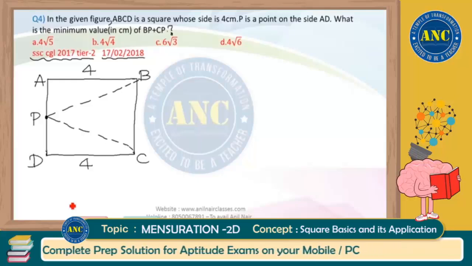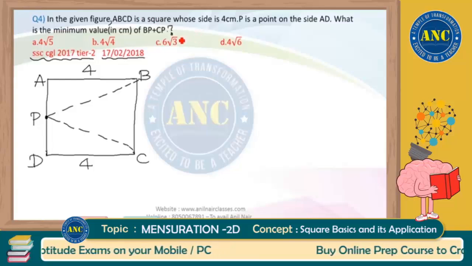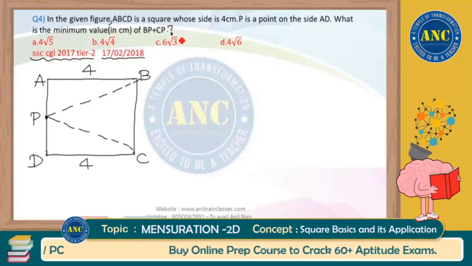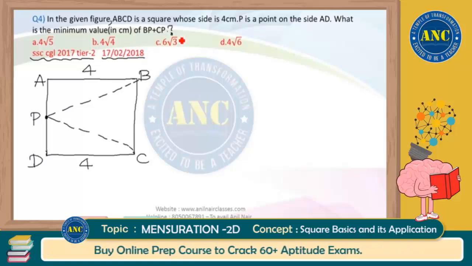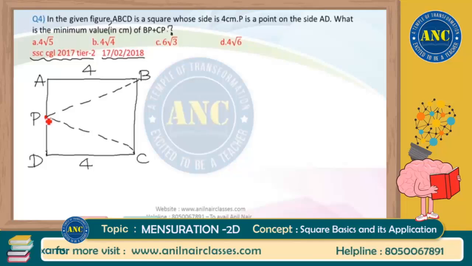First of all, they have already given in the question that ABCD is a square whose side is 4 centimeters. Now, what is the minimum value of BP plus CP? First of all, where is P present? P is present on the line AD, right?